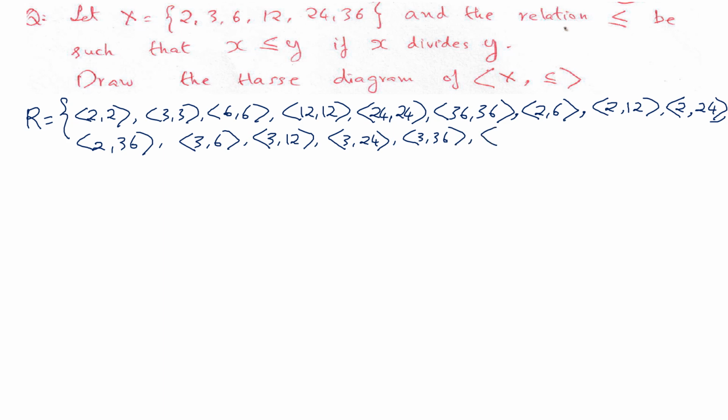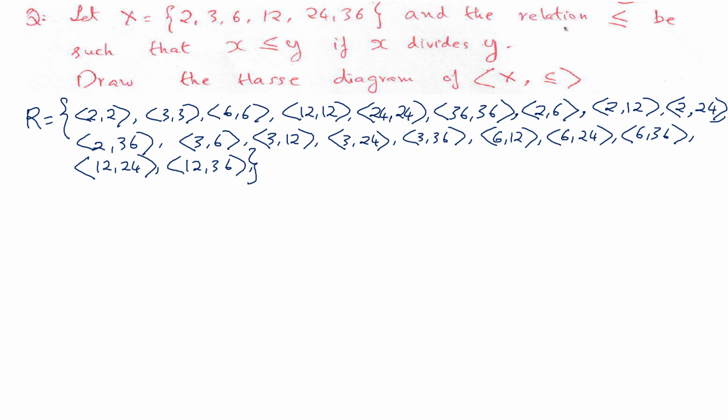Next start from 6. 6 comma 12 is possible because 12 is divisible by 6, right? Then 6 comma 24 is also possible. Then 6 comma 36 is possible because 36 is divisible by 6. Then everything starting from 6 is over. Next start from 12. You understand this and do it. So 12 comma 24 is possible because 24 is divisible by 12. Next 12 comma 36 is also possible because 36 divided by 12 is 3. Next, can we write 24 comma 36? Even though 24 is less than 36, 36 is not divisible by 24. So you stop here.